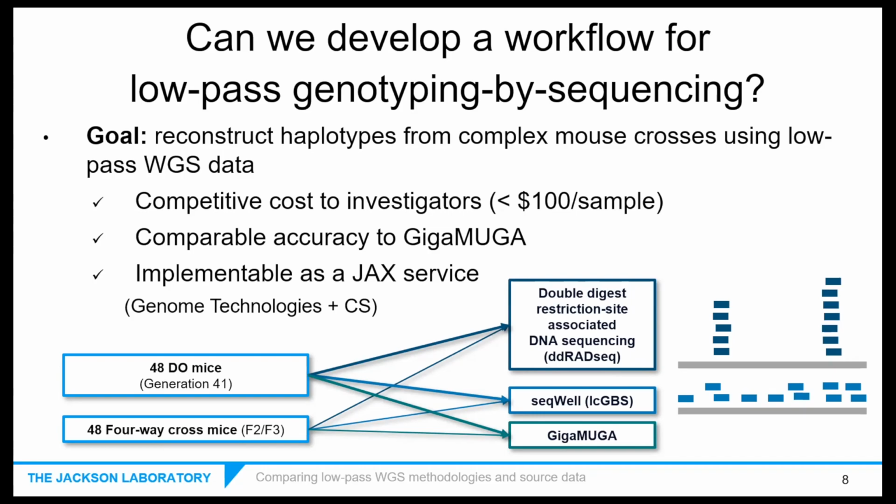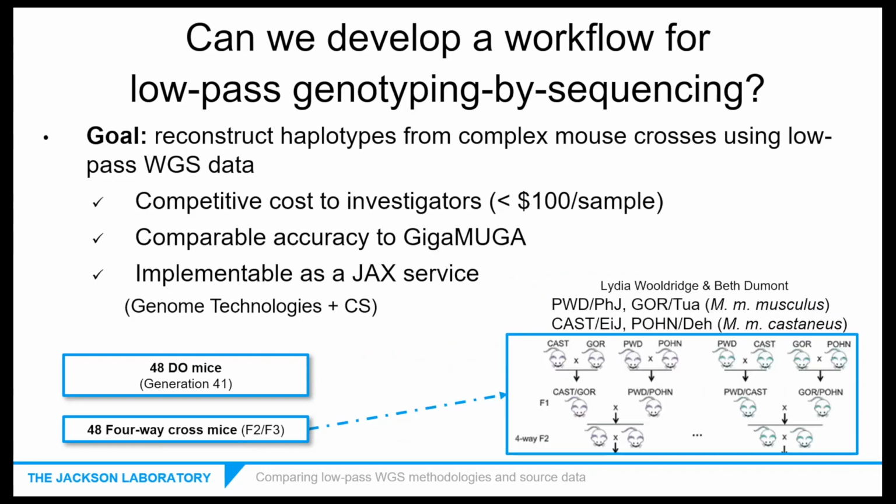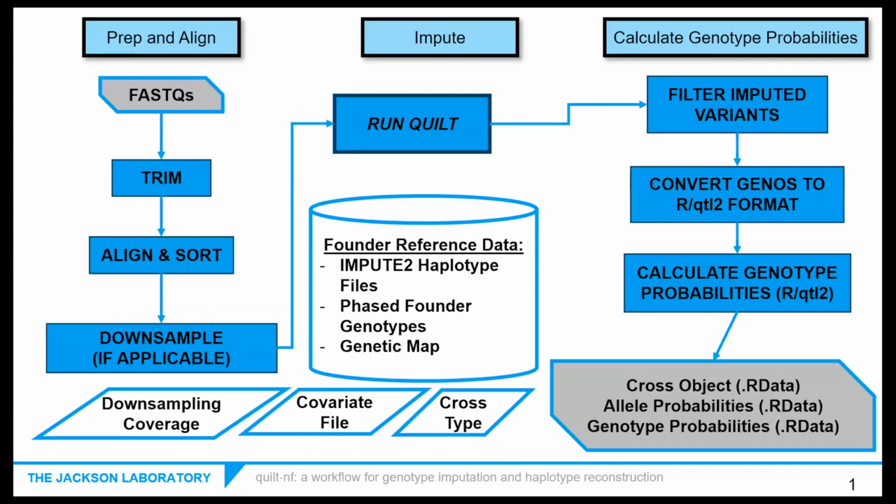And we also have a set of 48 four-way cross mice that are in the F2, F3 generation. And the only reason I bring this up is because we're hoping to keep this method flexible to other diverse mouse crosses. These strains are wild-derived strains from the Mus musculus musculus and castaneus subspecies. So while these mice don't have the same number of recombinants across the genome, obviously, they do have very different variant structures. So we're hoping to have that extended as well.